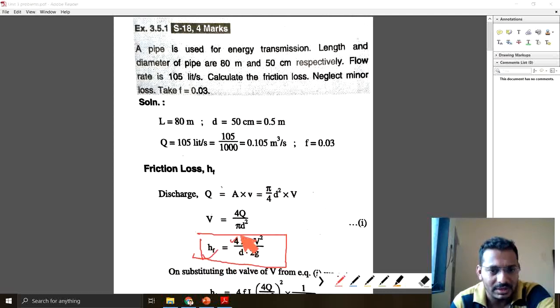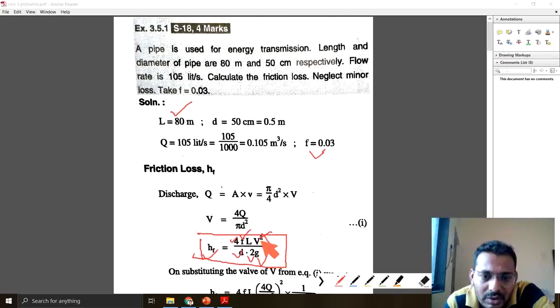4 is constant. f is given here, 0.03. Then length is also given. Then velocity is not given. Diameter is given. 2 is known. g is a constant. We are unaware of the velocity, so we can calculate the velocity.